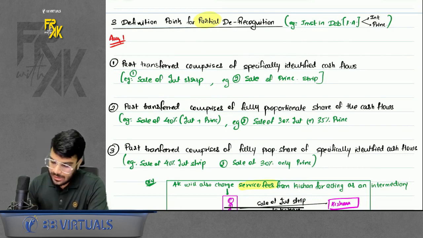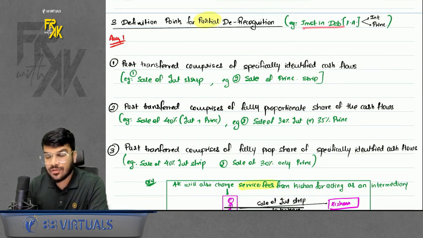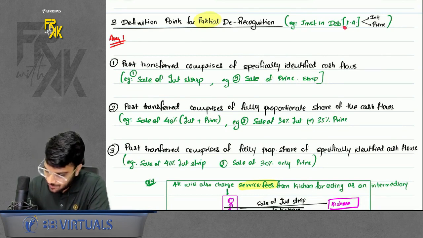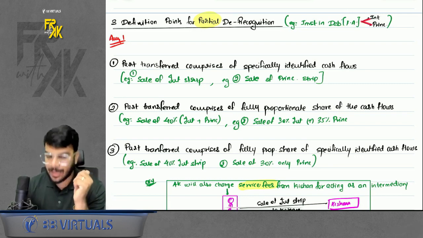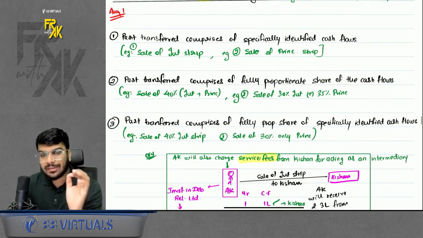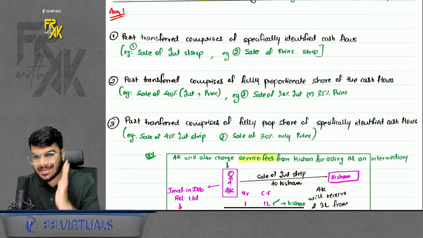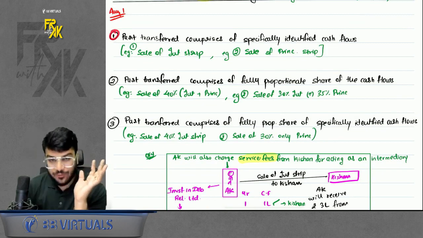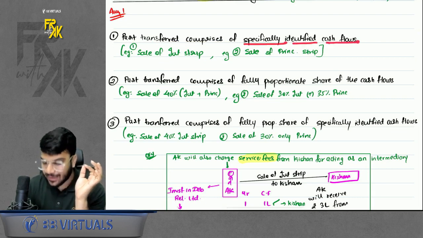First of all, let's try to understand in any financial asset. Let's for example say we have an investment in debentures. Is it a financial asset? Yes. How many cash flows are there in debentures? Two. Interest and principal. Okay. Now what the three definitions say is, first of all, please remember it is a partial derecognition. The first definition says the part transferred comprises specifically identified cash flows.